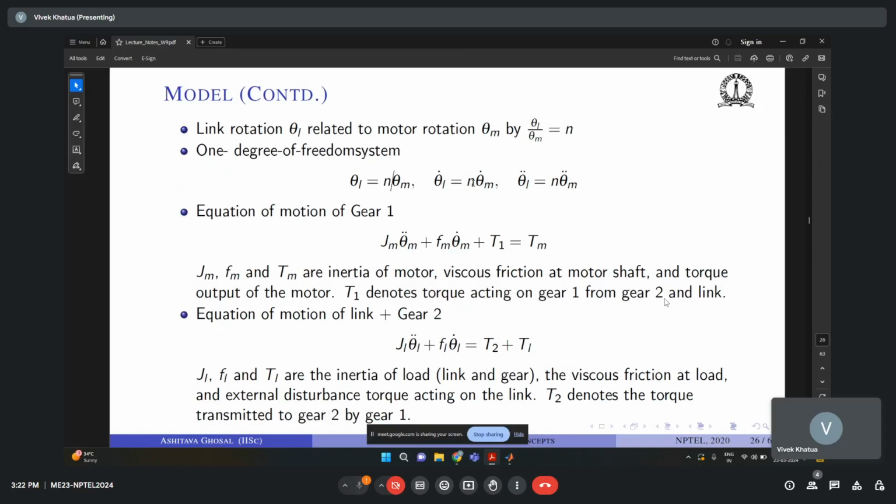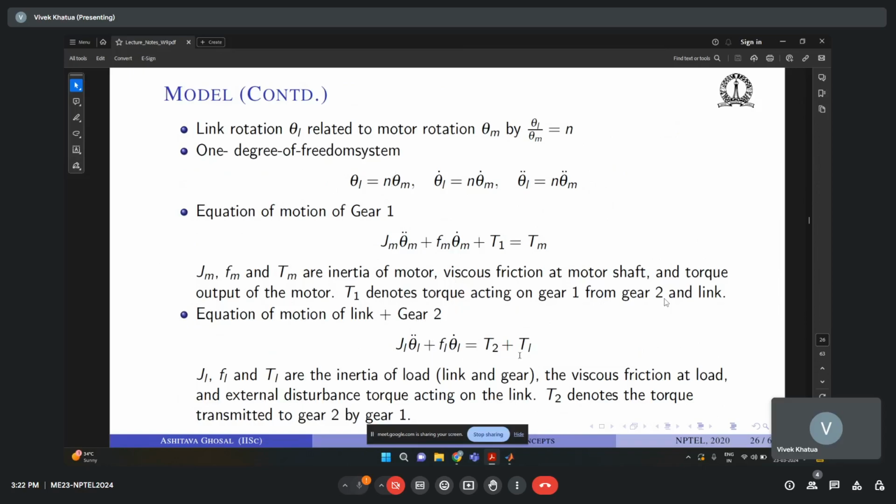So likewise, this is constant; it doesn't change. So you would find theta dot and theta double dot also being the factor of the same, right? So the equation of motion from the motor to gear one, right? There will be two gears that would mate and transfer the motion. So the equation of motion from gear one would be something like this. This is the torque from the motor, and T1 is the torque from gear one.